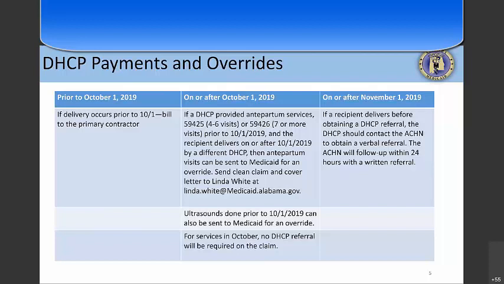Some recipients get their EPSDT screenings prior to their birthday during any calendar year. How will this affect the scoring when trying to close gaps in care when the recipient can only have one per calendar year?